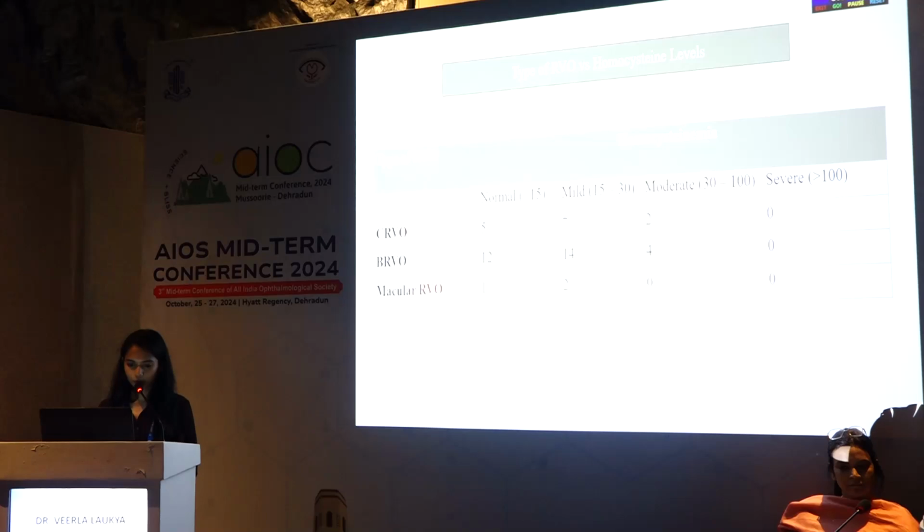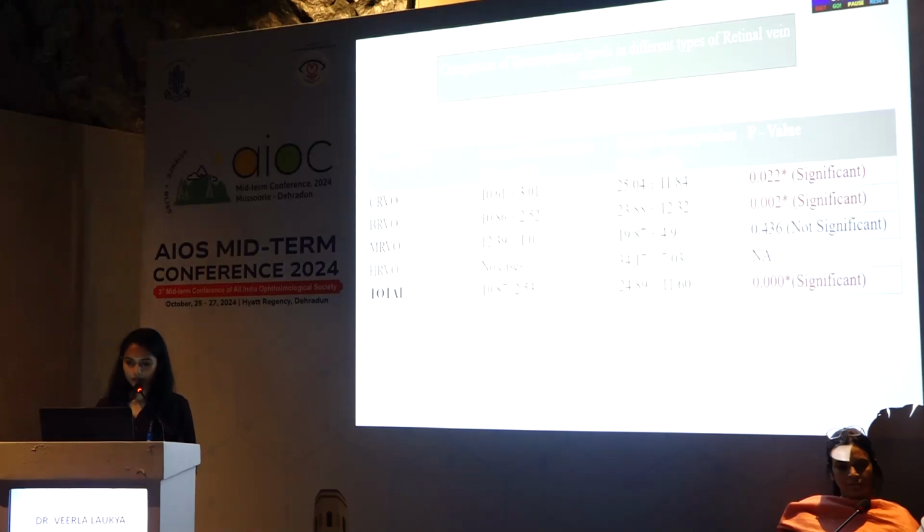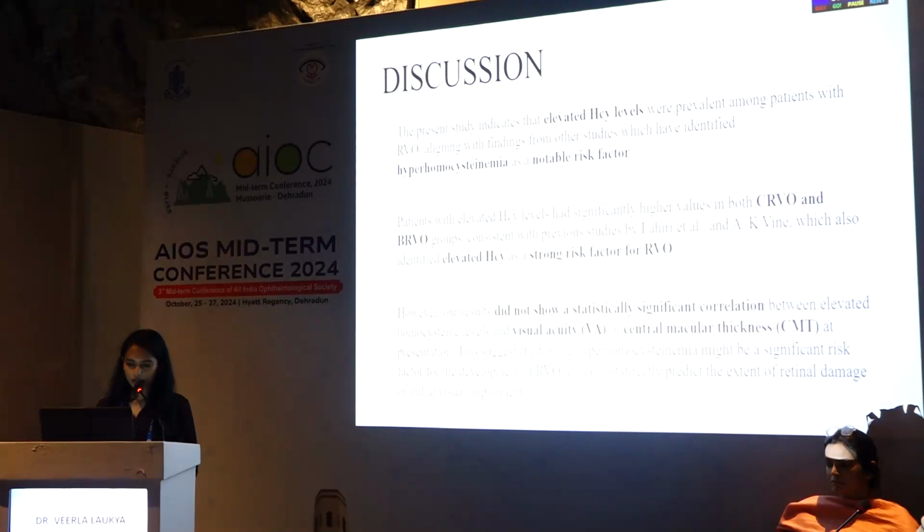Among central retinal vein occlusion, branch retinal and macular RVO, the majority fall under mild homocysteinemia. When we compare the homocysteine levels in different types of retinal vein occlusions, central retinal vein occlusion and branch retinal vein occlusion have shown significant results, and in total, retinal vein occlusion has shown a significant result with raised homocysteine levels. The present study indicates that elevated homocysteine levels were prevalent among patients with retinal vein occlusion, aligning with findings from other studies which have identified hyperhomocysteinemia as a notable risk factor.